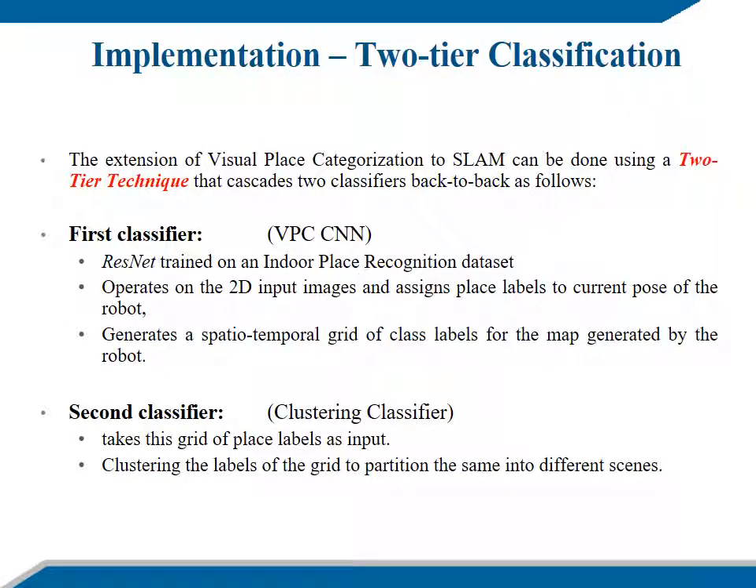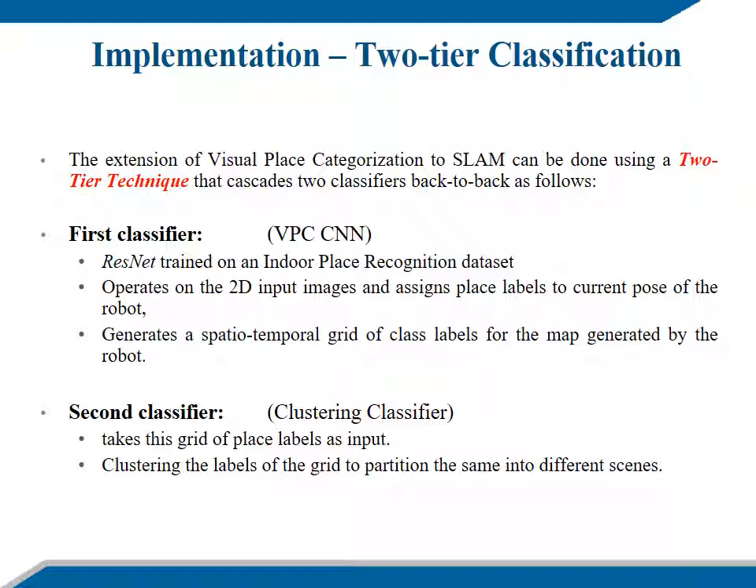VPC to visual SLAM. The two-tier classification technique involves cascading two classifiers back to back for the purpose of implementing VPC. Here, the first classifier is a CNN that is trained on an indoor place recognition dataset for 2D images and operates on the input stream of images that are fed to SLAM.